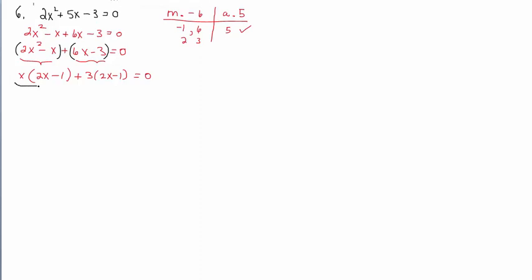Okay, so the next thing in this step is to look at these two terms right here and see what they have in common. Well, if we did all our work correctly, they should have a common parenthesis, a common binomial. So if I factored out 2x minus 1 here, that would leave me with an x. And if I factor out 2x minus 1 here, that would leave me with a plus 3.